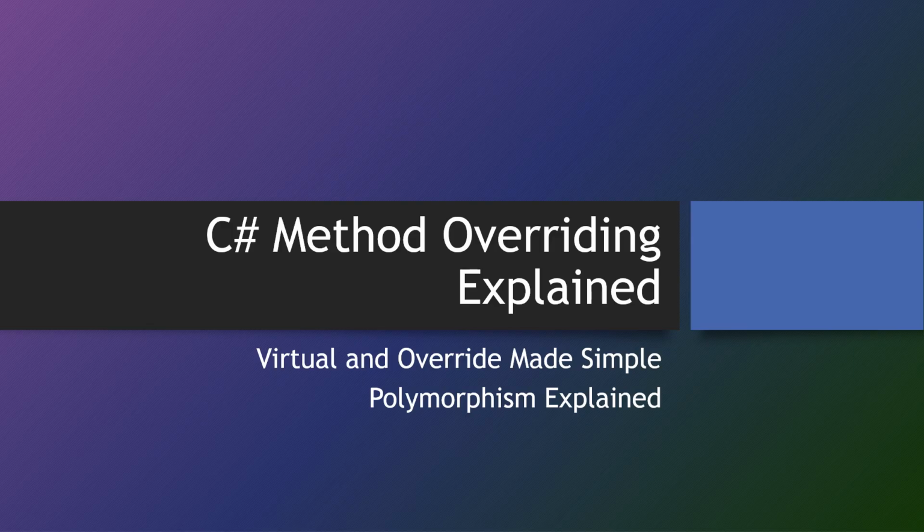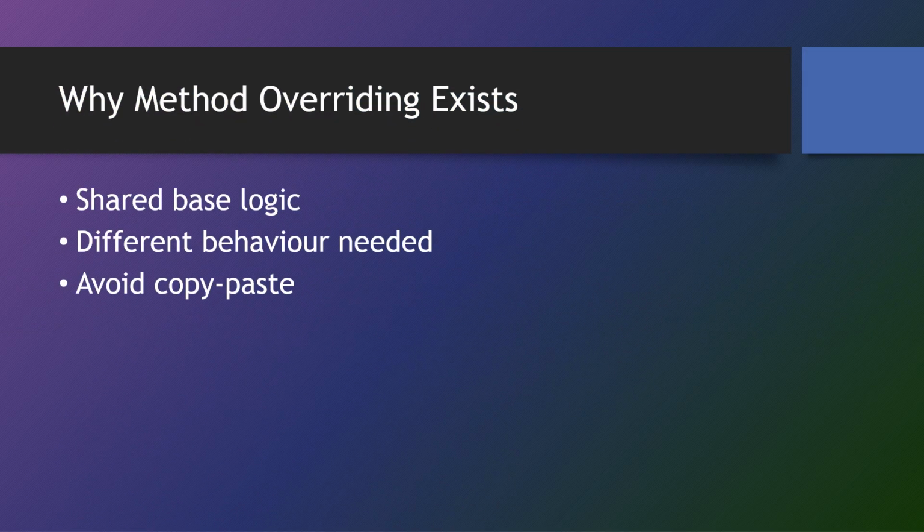Let's start with the problem overriding is meant to solve. When you use inheritance, many classes share the same methods. But sometimes, one child class needs different behavior. If you duplicate the method, you now have two versions to maintain. Method overriding exists so a child class can replace the base class behavior without breaking the design.